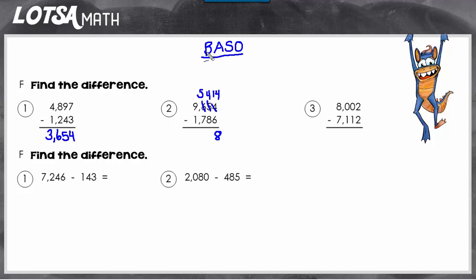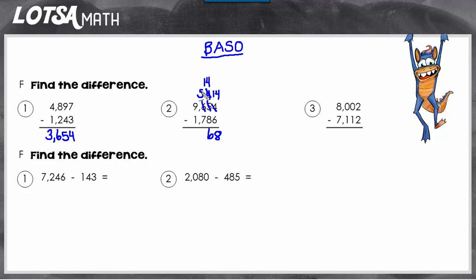So we did the B part of BASO, we did the borrow, and now we're going to add it back right next door. So we're going to take 10 of those and give it into this place. So now we have 10 of the new ones plus 4 here. So instead of a 4, we're going to have 14. So that was the A, the add back. So we borrowed and we added back. Now we're going to start all the way over. So we've already done the ones, and now let's move to the tens. Now we have 14 minus 8, and 14 minus 8 is 6.